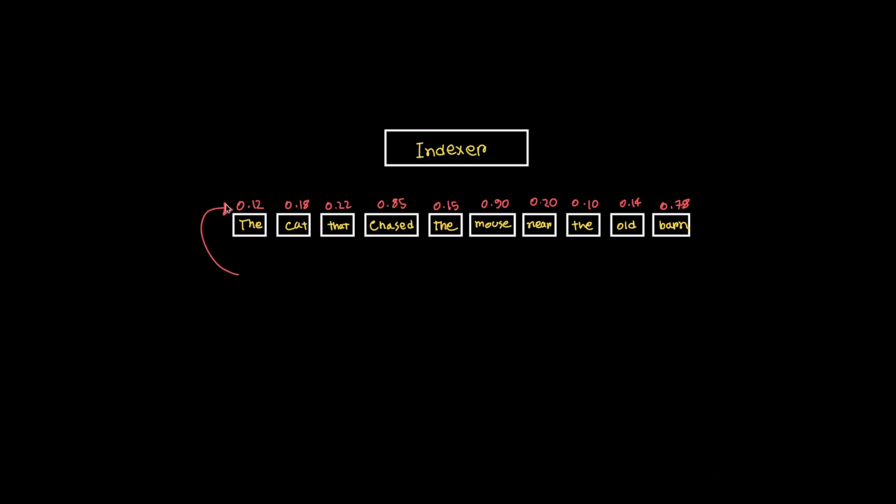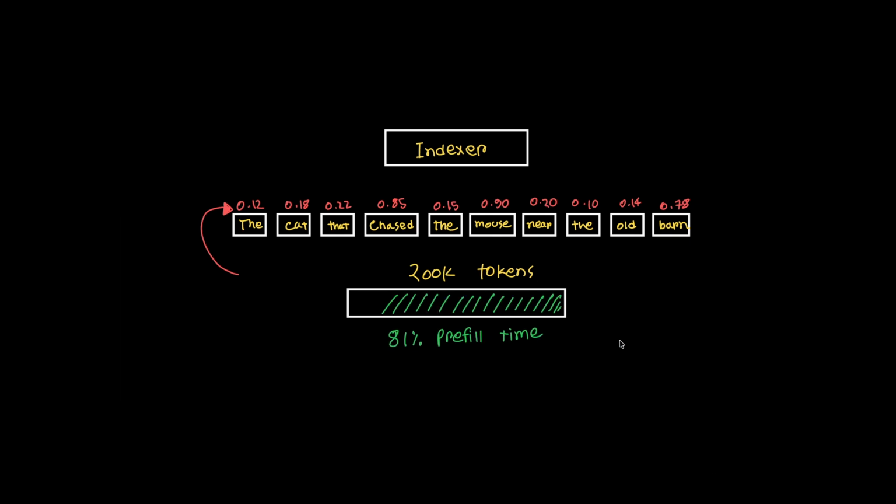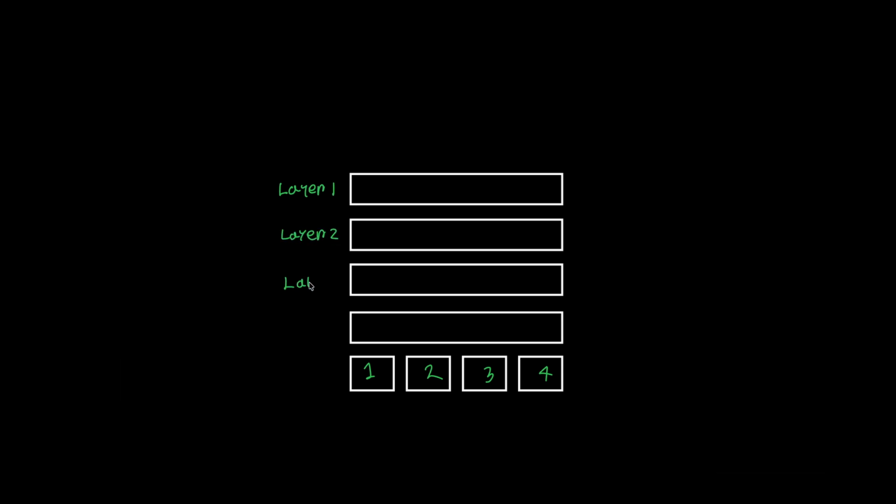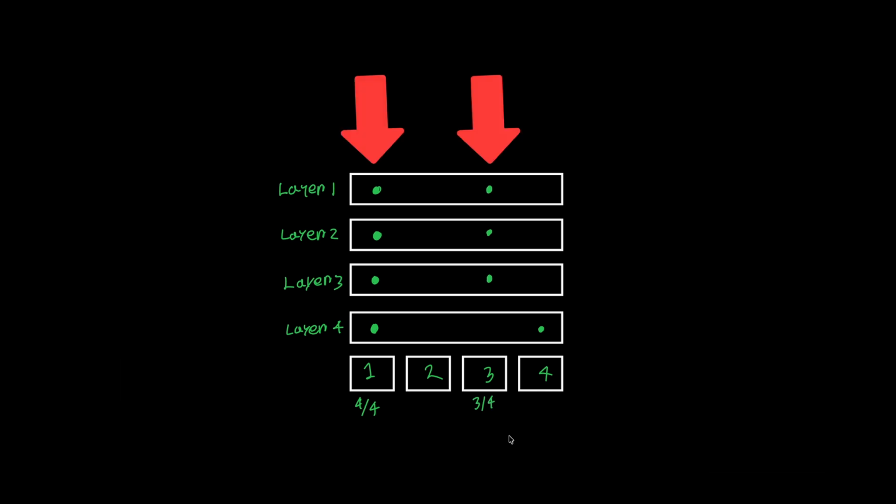It still has to score the entire prefix on every query at every single transformer layer. At 200k tokens, it was eating up 81% of prefill time just doing that. So let's look at what the indexer was actually selecting across layers. Turns out adjacent layers were independently choosing almost identical tokens, between 70 and 100% overlap. The model was recomputing the same result over and over again.